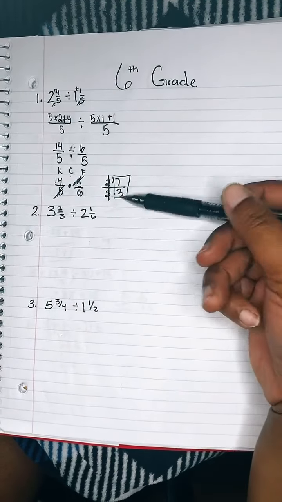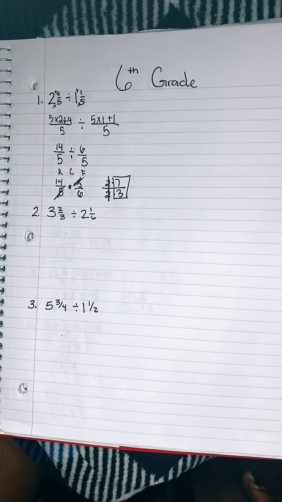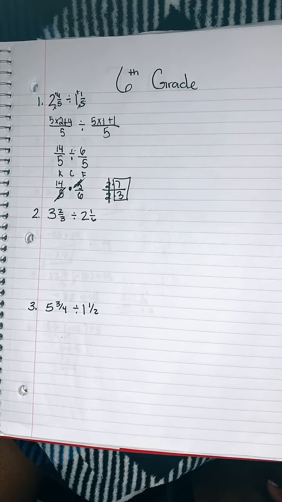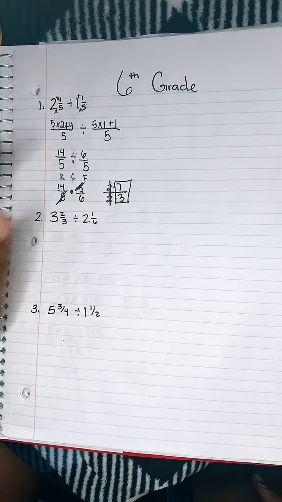Now, some teachers may say this is not a good answer. They may say that this is not an acceptable answer. They may want you to change it back to a mixed number.